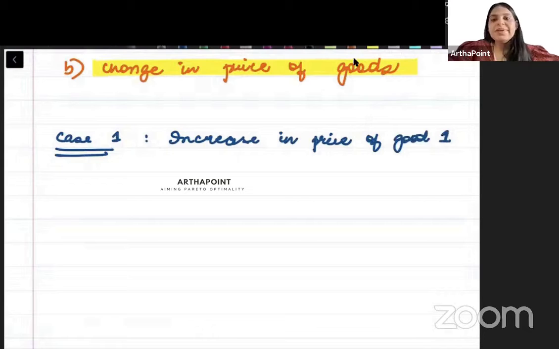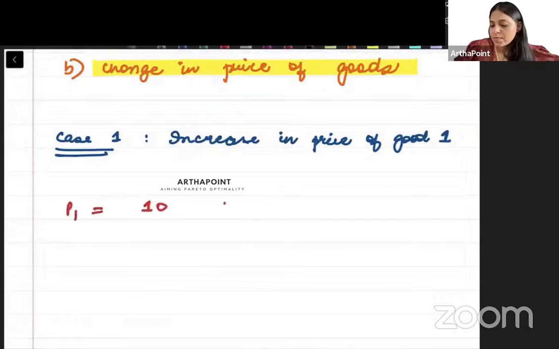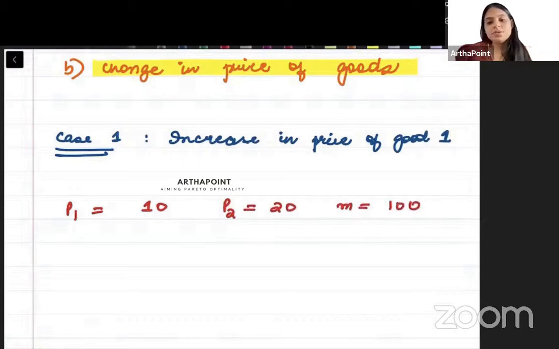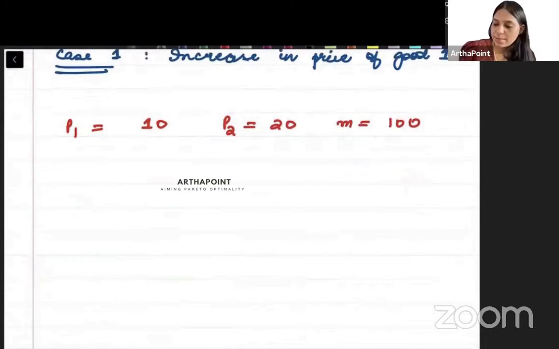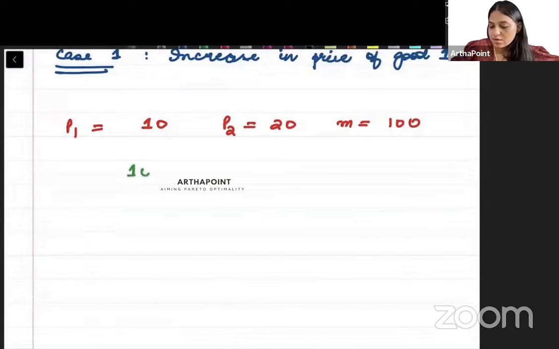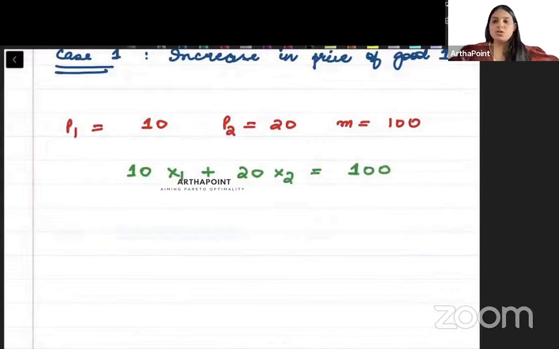ठीक है. But suppose I tell you that price of good 1 is 10 rupees. Price of good 2 is 20 rupees. Income of consumer is 100. बेटा, what will be the budget line? क्या हो जाएगा budget line? Let's write this down. P1 X1 plus P2 X2 is equal to income of consumer.